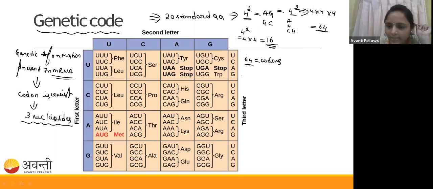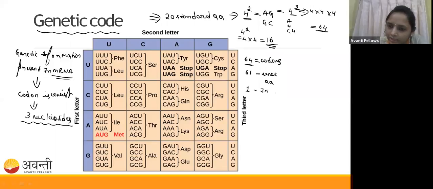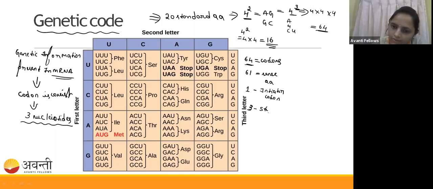Here, in the 64 codons, 61 are sense codons, which code for the amino acid. There is another 1, which is the initiator codon, whereas the other 3 are utilized as stop codons. Stop codons. Okay guys, do you have any confusion in this? If you have any confusion, you can ask me.